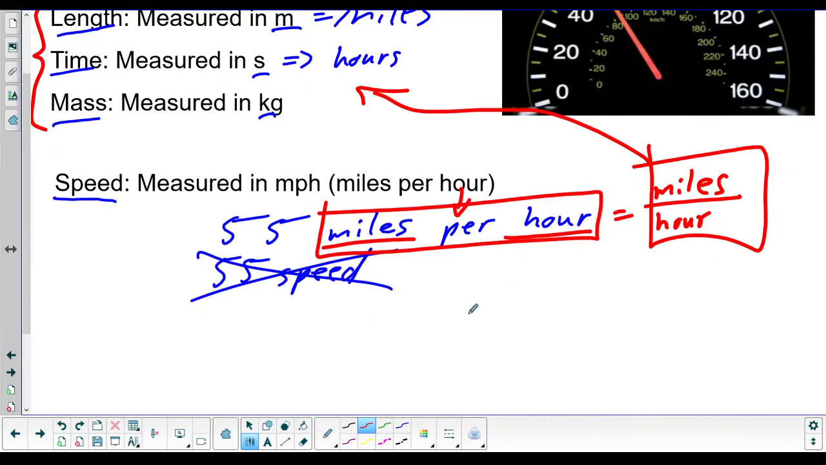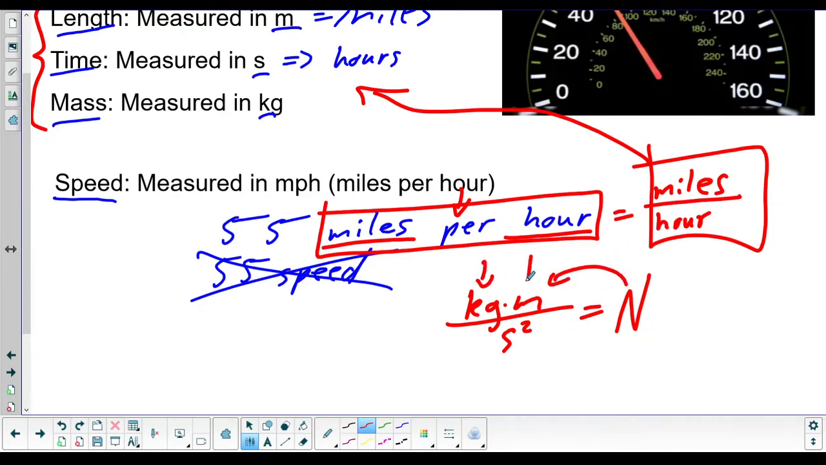We'll get things like kilograms meters per second squared. And then instead of saying kilograms meters per second squared every single time, we'll give this a new name. We'll call it a Newton. But a Newton can still be broken down into our three fundamental building blocks.